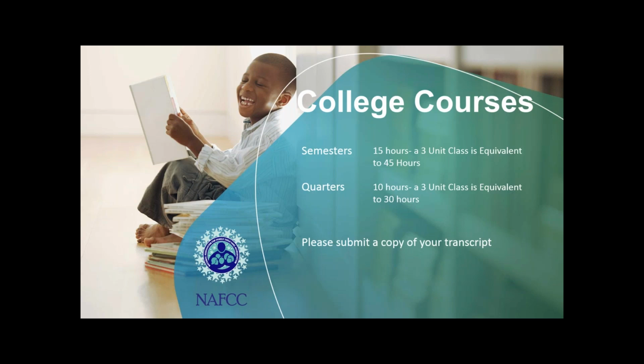Most classes at a college or university will be 3-unit classes once you get into the higher child development courses, so that will equal up to 45 hours. If you take a quarter class, those are only worth 10 hours a unit, so if you took a 3-unit class, that would equal 30 hours.